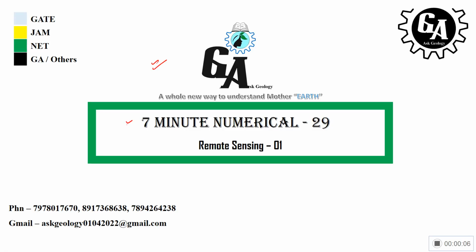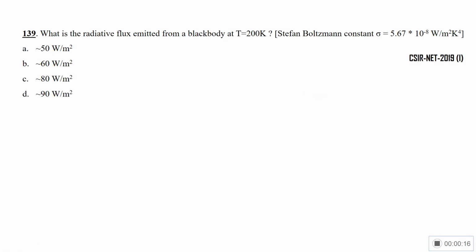So in today's 7-minute numerical we are going to discuss one very easy remote sensing question asked in CSIR-NET, and this green banner also represents our NET questions. The question is very simple. What is the radiative flux emitted from a black body at temperature 200 Kelvin? And given the Stefan-Boltzmann constant to be 5.67 into 10 to the power minus 8 watt per meter square Kelvin to the power 4. This is a CSIR-NET question, 2019, June NET.